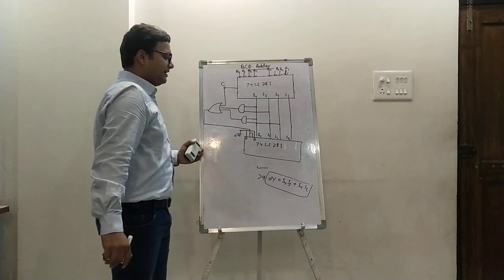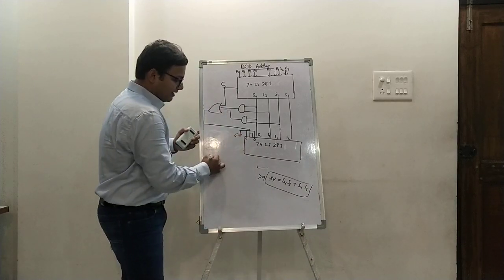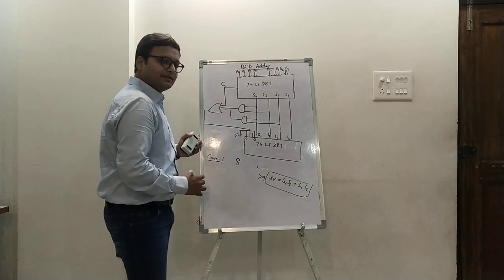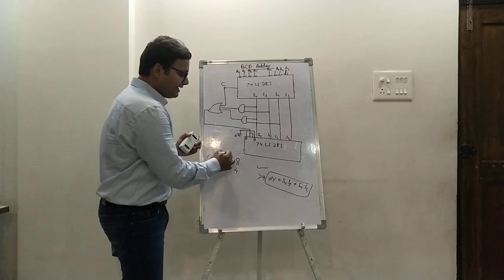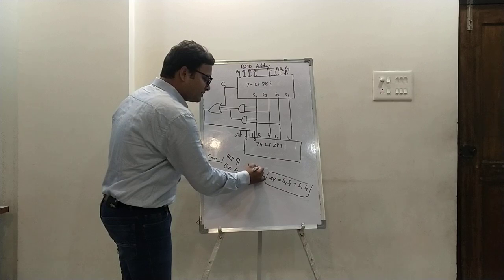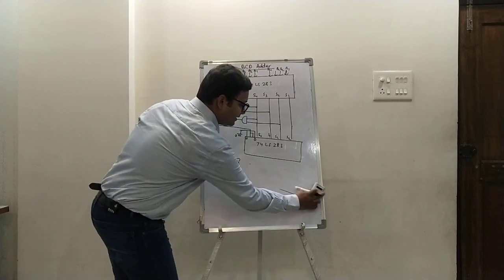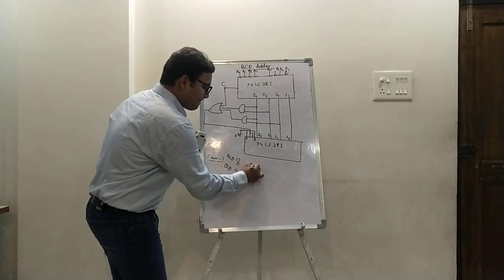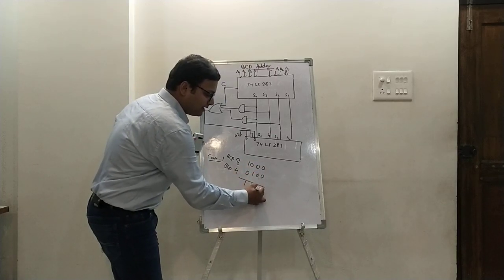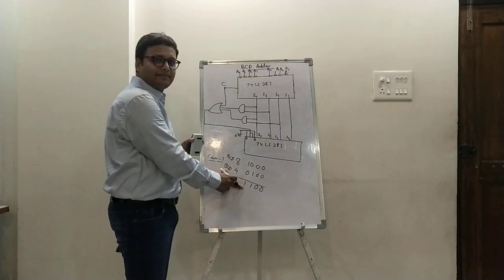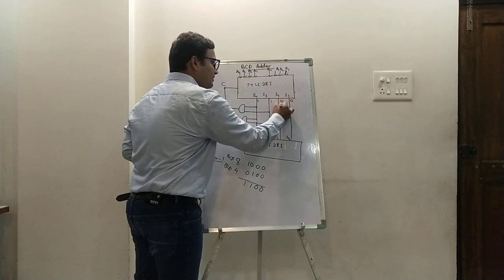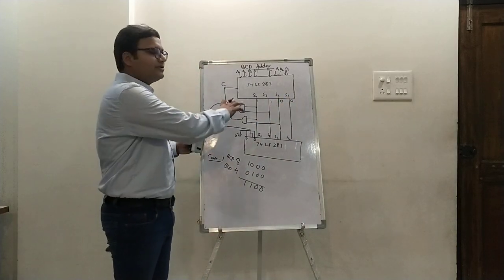Now see here, I am going to study 2 cases. Case 1: I am going to add BCD 8 and BCD 4, which is 1 0 0 0 and 0 1 0 0, which is nothing else but 1 1 0 0. So this is the binary sum, my 1 1 0 0.